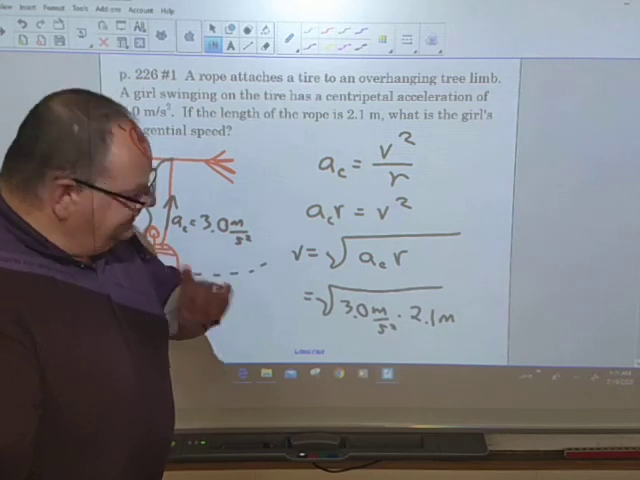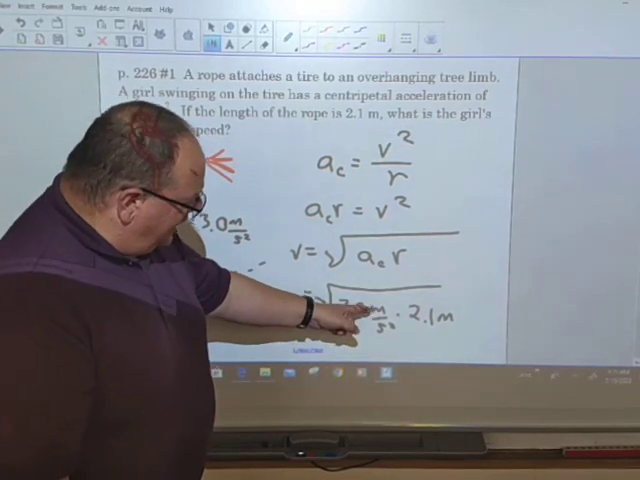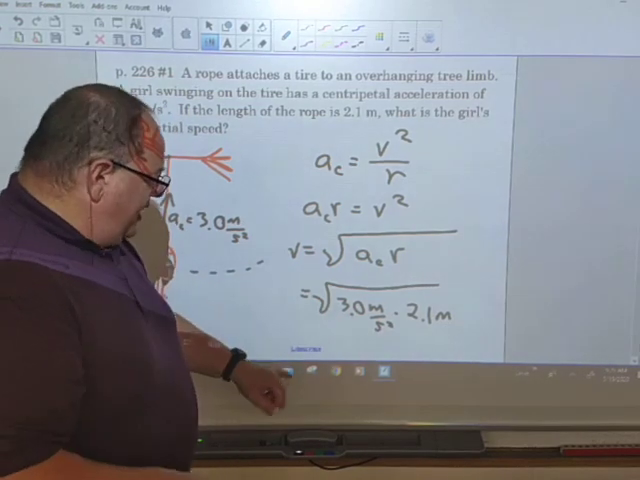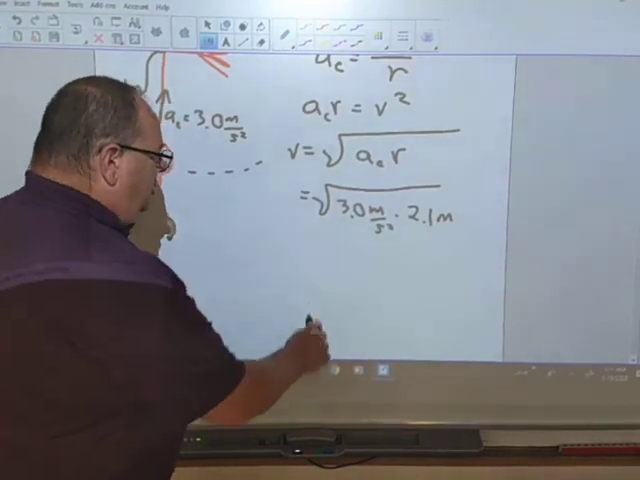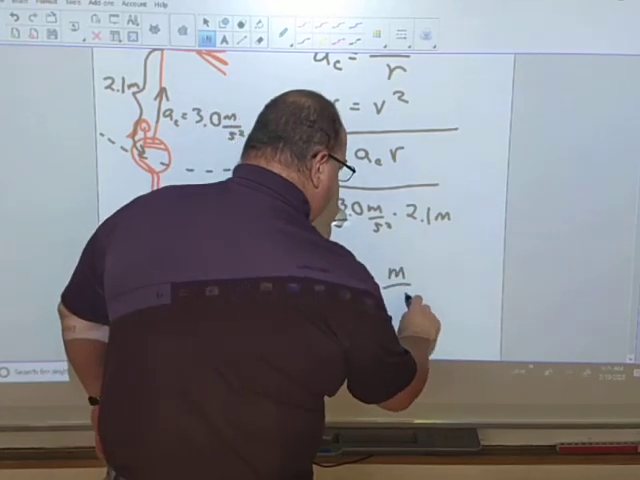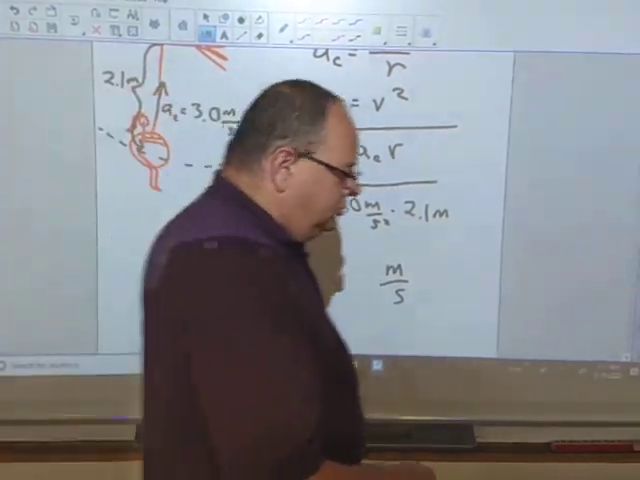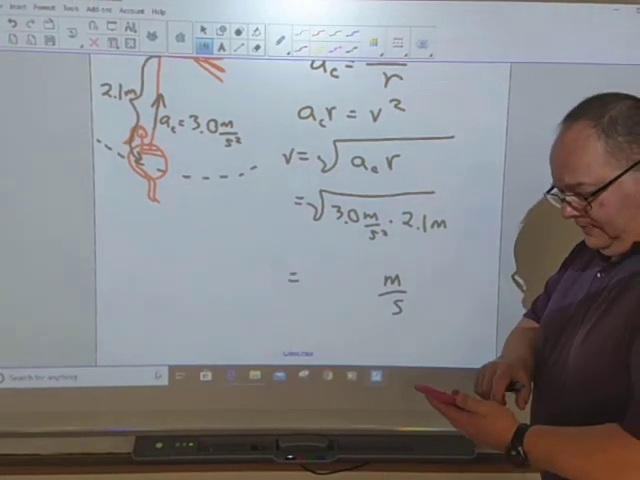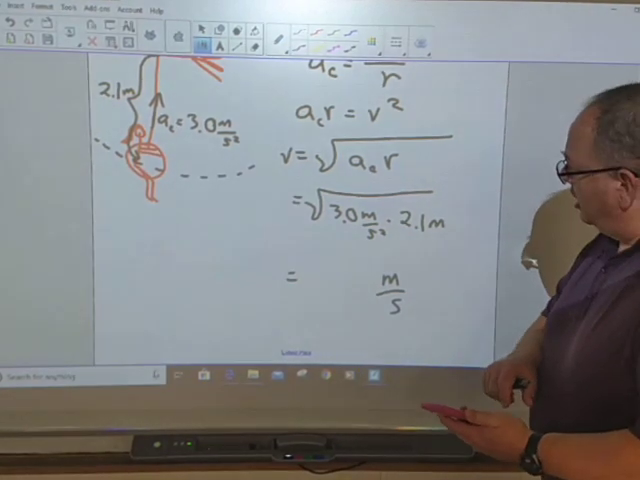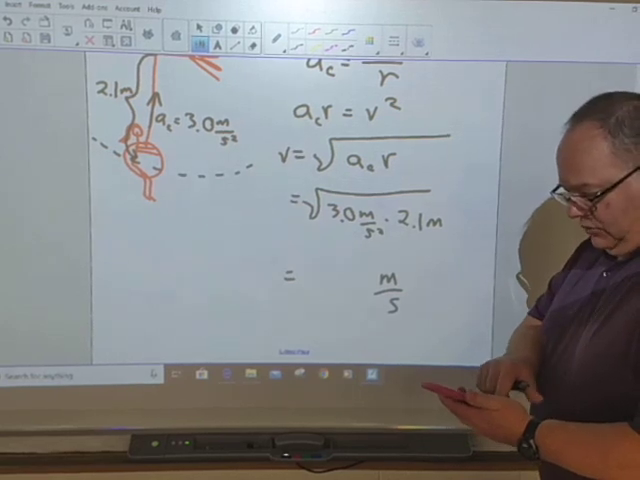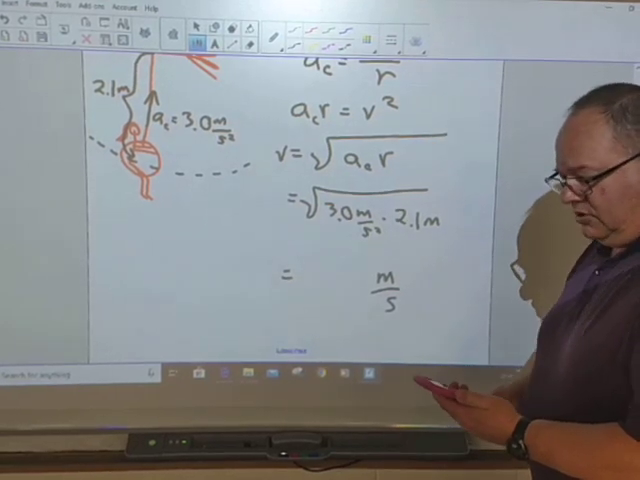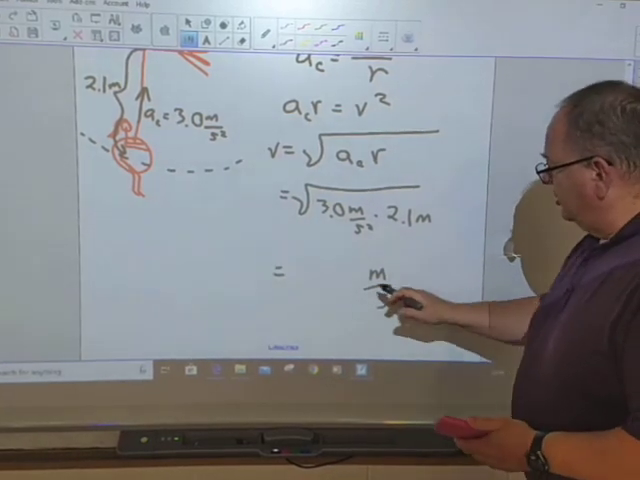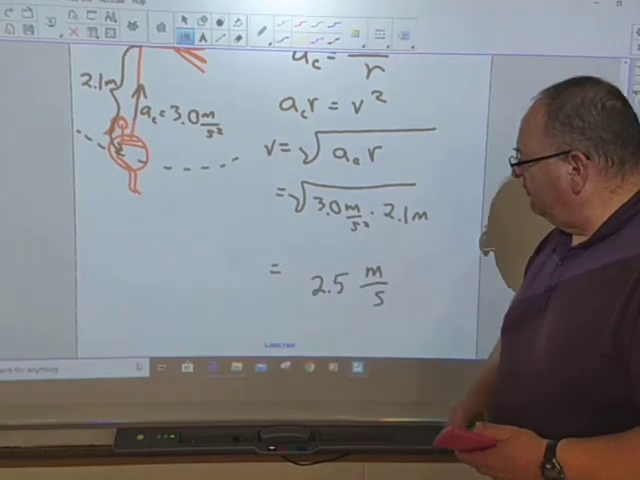Now look at labels. Under the radical, we got meters times meters is meters squared per second squared. When we bring that out from the radical, we're going to have meters per second. That's good. Grab a calculator. Square root of 3 times 2.1, close parenthesis, equals, and we only get 2 sig figs, so this looks to me like 2.5 meters per second.